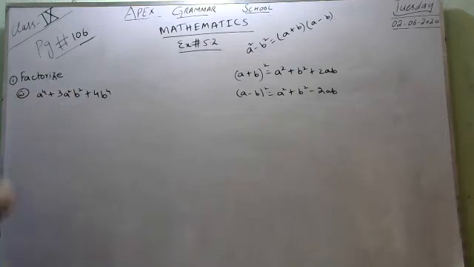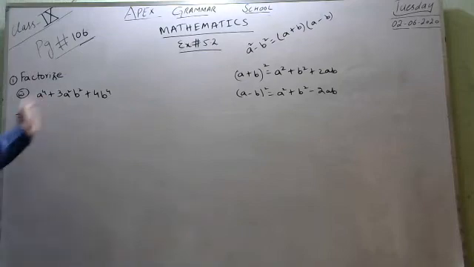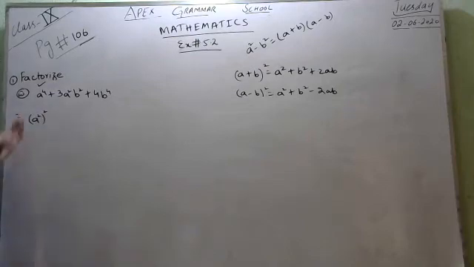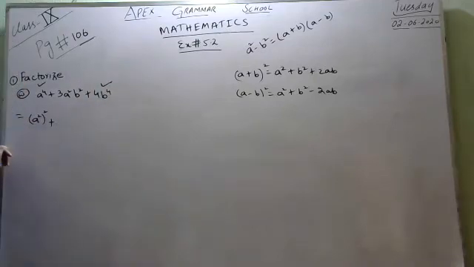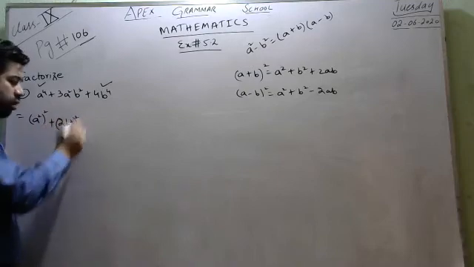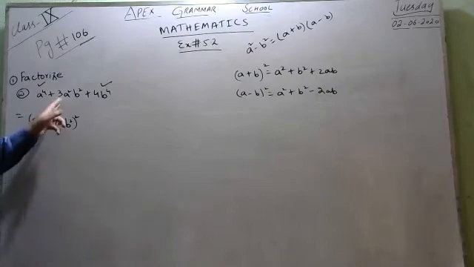So now, for making complete square, you need two positive squares. The first positive square here is a raised power 4. You can write it as a square whole square. And then another positive square, this is 4b raised power 4. You can write it as 2b square whole square. This is a square plus this is b square. And after that, this is plus 3a square b square.